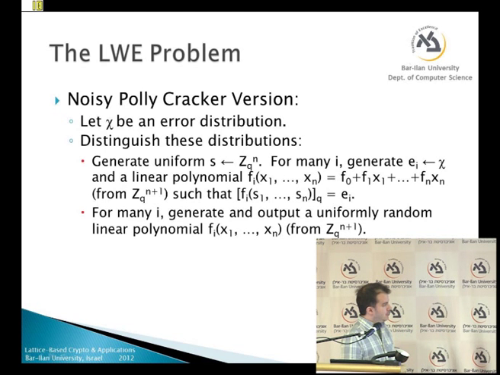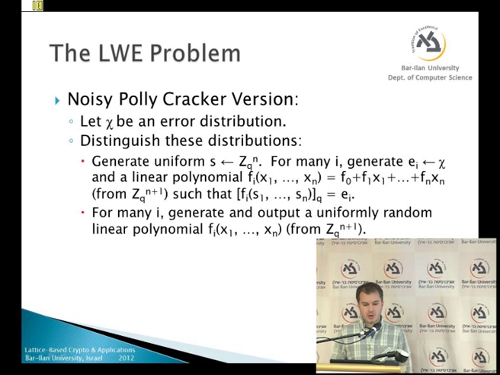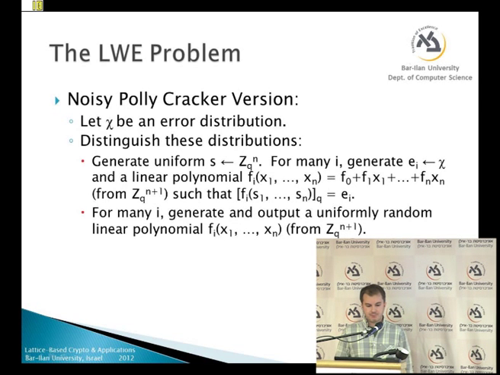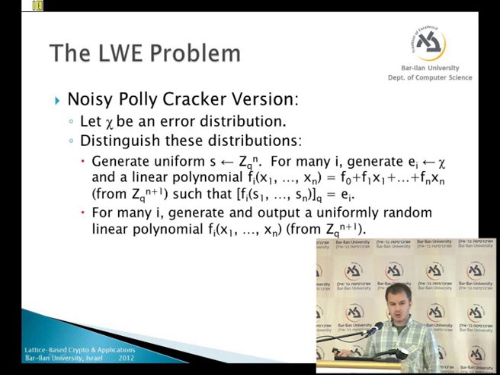So you have an error distribution. And basically, you want to distinguish these two distributions. In one, you generate a uniform secret key. And for many i, you generate an error e_i and a linear polynomial, which is uniform, subject to the requirement that it evaluates to e_i at the secret key. And in the second case, you just generate the polynomials randomly. So that's the LWE problem.